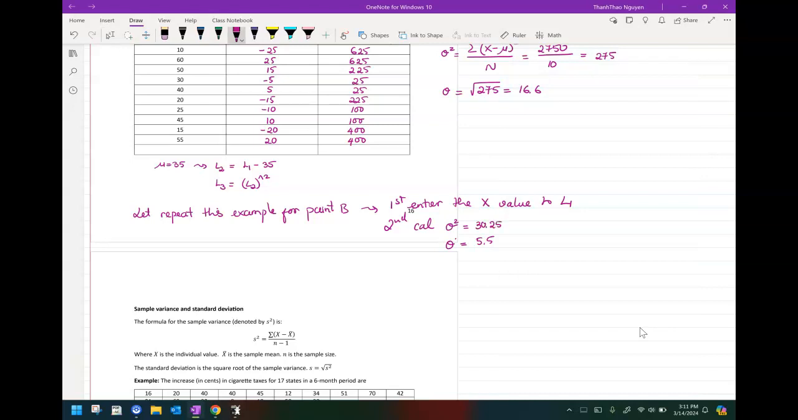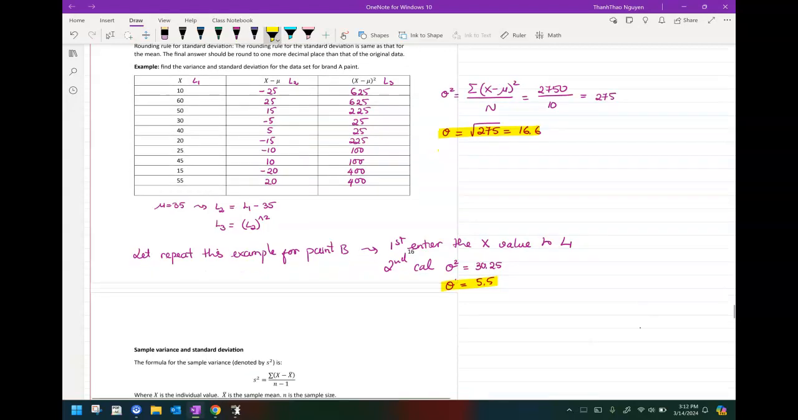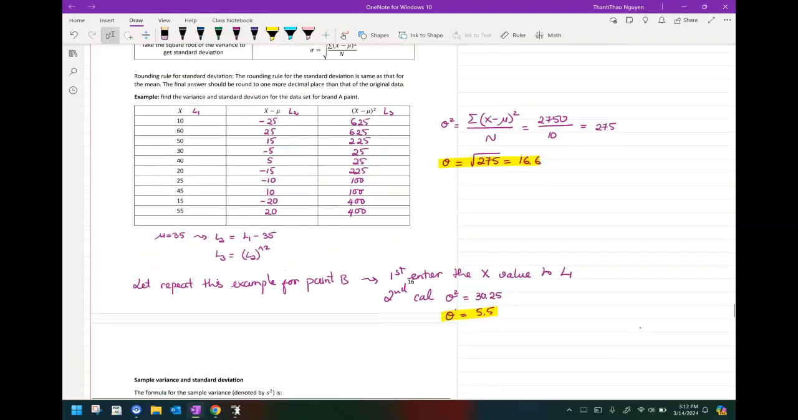Okay. So here you can compare the standard deviation between brand A and brand B. This is telling us the brand B of pen is more consistent than brand A because the standard deviation is smaller. So that was the standard deviation for the population.